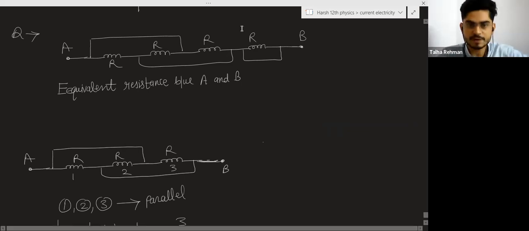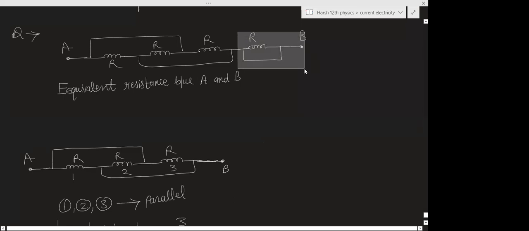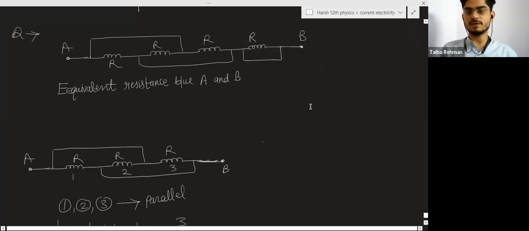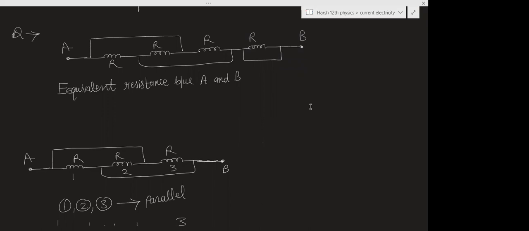So Harsh, you should remember this thing, the short circuit thing. If you connect the resistance with a wire like this, then there is no existence of resistance. There will be no resistance there. Resistance is there, but we can replace that resistance with a single wire.